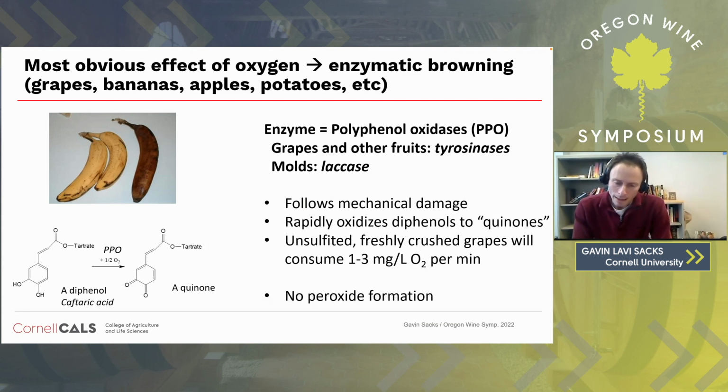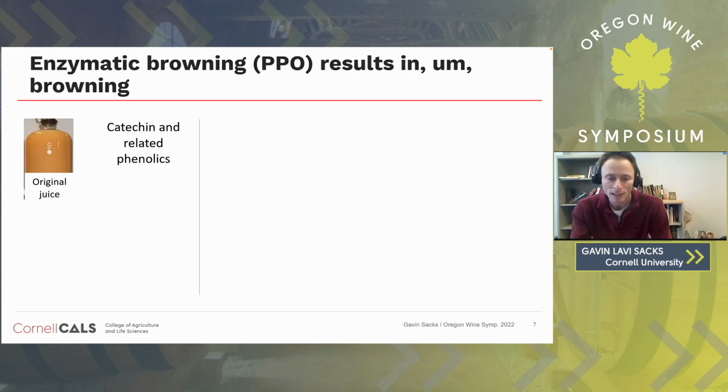Another key aspect of these enzymes: there's no formation of hydrogen peroxide. That's going to come up later when we talk about what happens during wine oxidation. In both grapes and in wine, there's formation of these unstable oxidized quinones, but there's no peroxide formation when it happens enzymatically as it does in grapes or juice or must. It's called enzymatic browning because it results in browning. So we start off with a juice that contains these phenolic compounds, caftaric acid, but also catechin, which is one of the building blocks of making tannins.